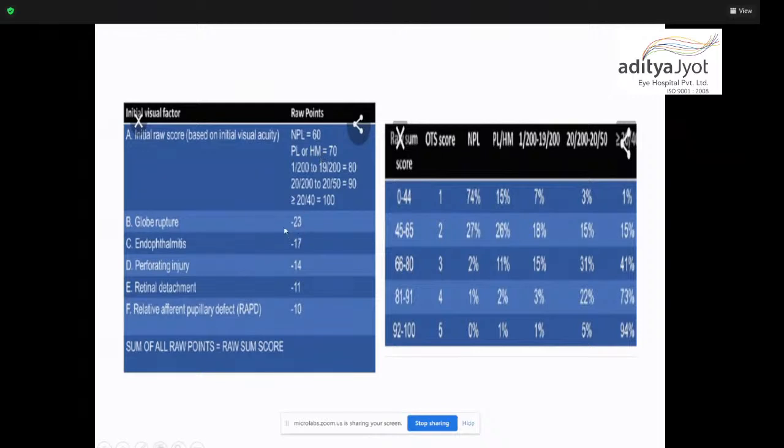If the patient has a globe rupture as well as an endophthalmitis, it is minus 40. So 70 minus 40 comes to around 30. So it is between 0 to 44, which means it is a poor prognosis. So ocular trauma scoring is very, very important to give a prognosis to the patient. A score of 0 to 44 is poor prognosis, and 92 to 100 is very good prognosis.